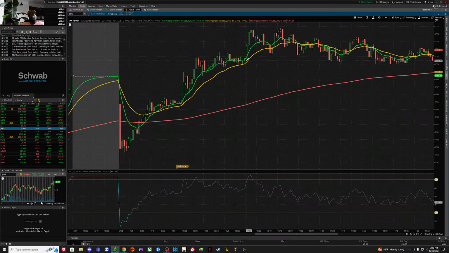Consolidate, rock it up. We can push down, push back up, push down, push back up, and then we finally get back to consolidating again, and now we're slightly pushing down, but there's not going to be much of a push down. This is a very strong market day.